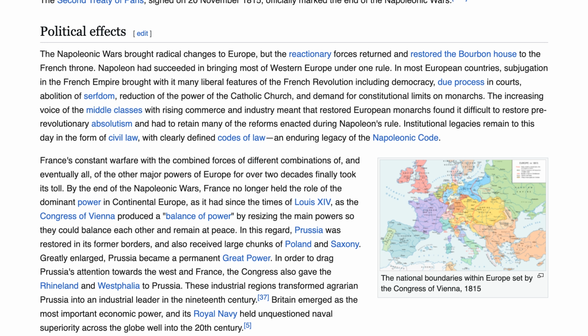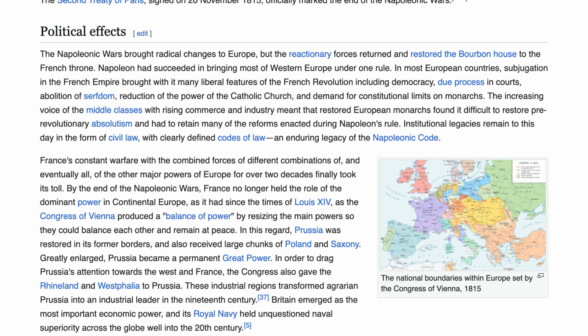In most European countries, subjugation in the French Empire brought with it many liberal features of the French Revolution, including democracy, due process in courts, abolition of serfdom, reduction of the power of the Catholic Church, and demand for constitutional limits on monarchs. The increasing voice of the middle classes with rising commerce and industry meant that restored European monarchs found it difficult to restore pre-revolutionary absolutism and had to retain many of the reforms enacted during Napoleon's rule.